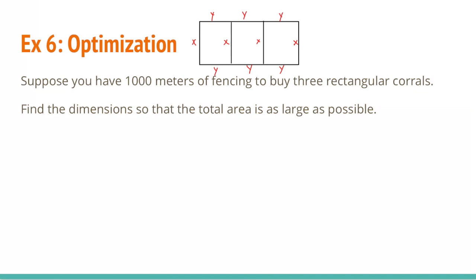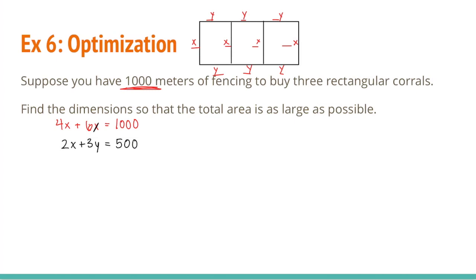So I can make an equation out of this, right? If the black stuff is all fencing and I can only have 1,000 meters of it, I know that 4x plus 6y will need to add up to 1,000. I'm just going to simplify that because I can see I can divide by 2 everywhere. Oops, that's a y, 6y.